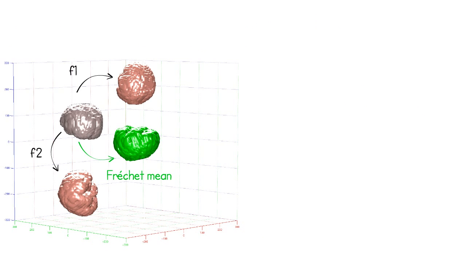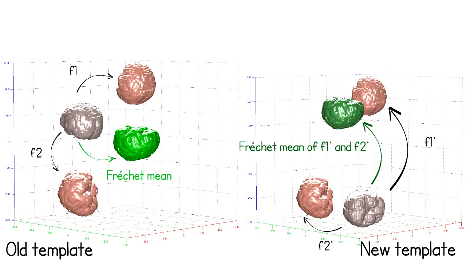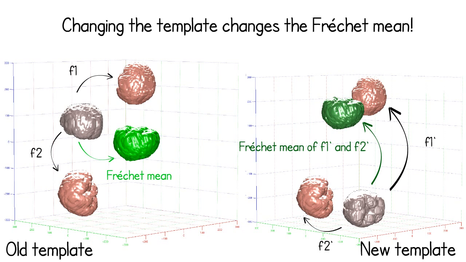Now look carefully. Remember, your brain data are elements of a Lie group because they are transformations of a template. Imagine you change the template. You get a new dataset of transformations, right? So you can compute the Fréchet mean of these transformations and show the result of its action on the new template. Do you see the problem? The new Fréchet mean is not consistent with the previous Fréchet mean. Even if computed with the same metric, the brains don't look the same.